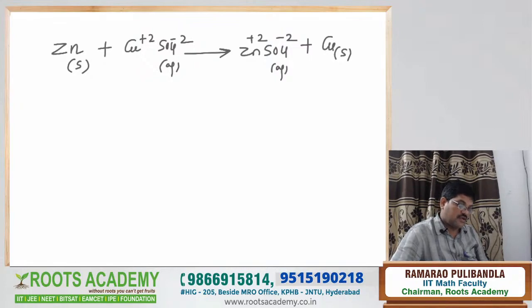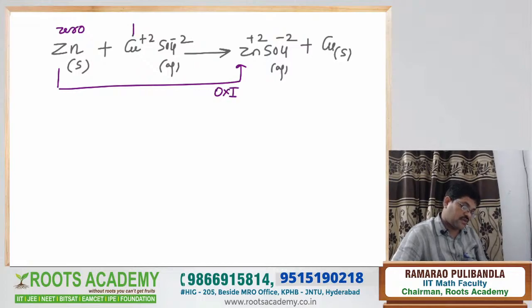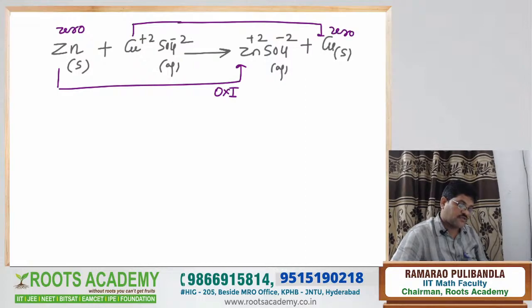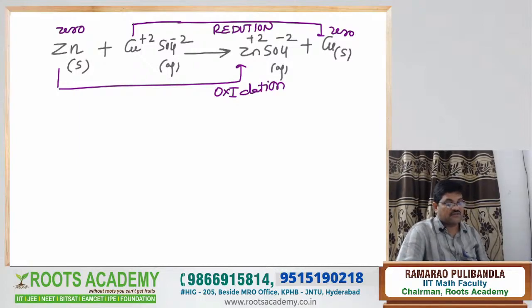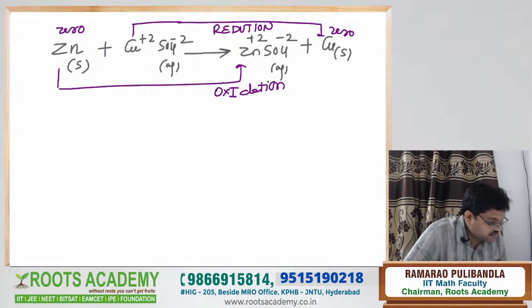See, simple. Here, zinc is in what state? Zinc is in the 0 state. The 0 state of zinc changes to plus 2. 0 becoming plus 2 is called oxidation. Now the plus 2 of the copper is reduced to copper of 0. Plus 2 becoming 0 is called reduction. That is an example of a redox reaction. Simple logic. Right, Nana?